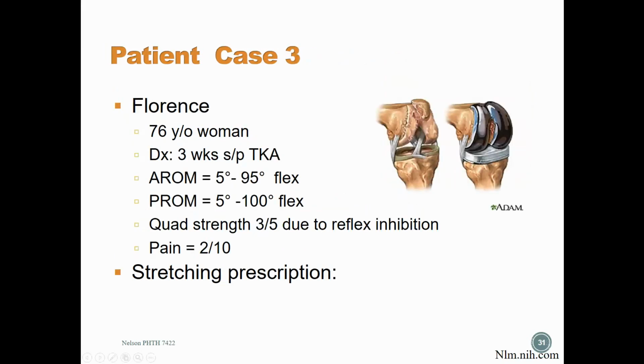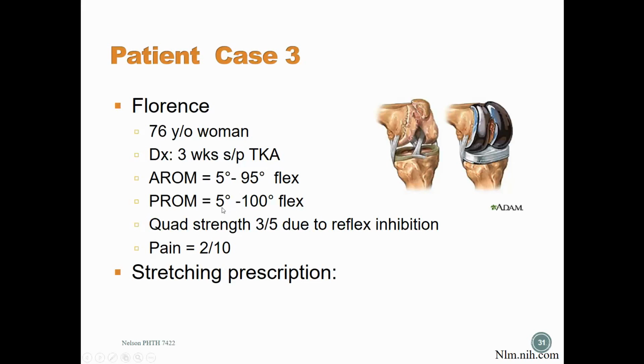What about Florence? So she's a 76-year-old female who had a terrible looking knee. Here's one that has osteoarthritis. And then she had a total knee arthroplasty. She's 3 weeks out. Her active motion is 5 to 95 degrees. So 5 degrees is extension, 95 is flexion. Normal is 0 to 135.